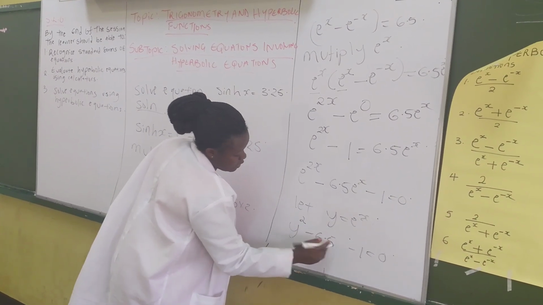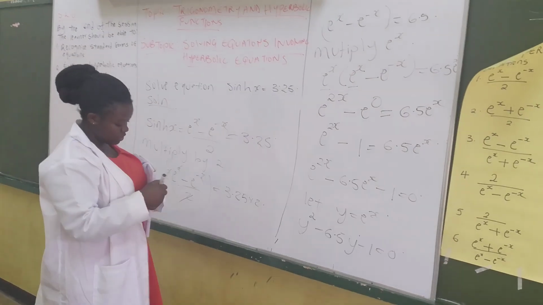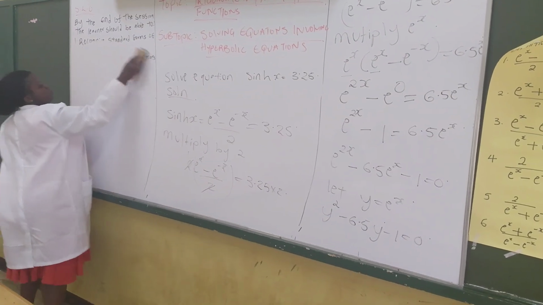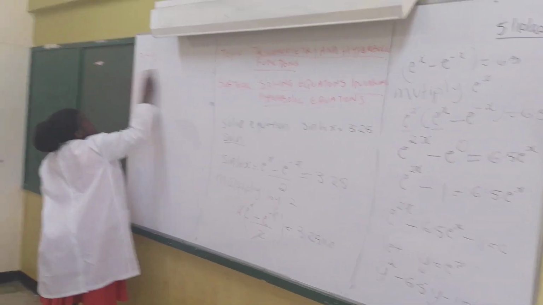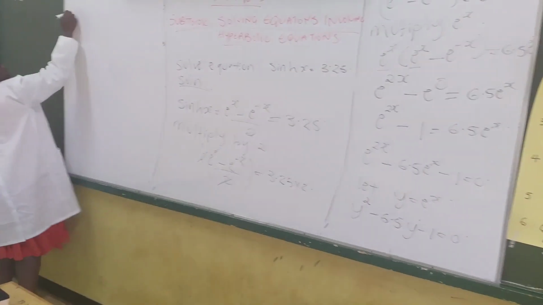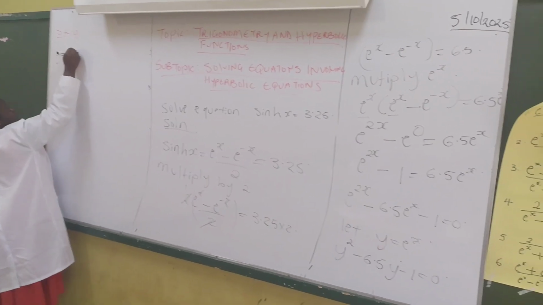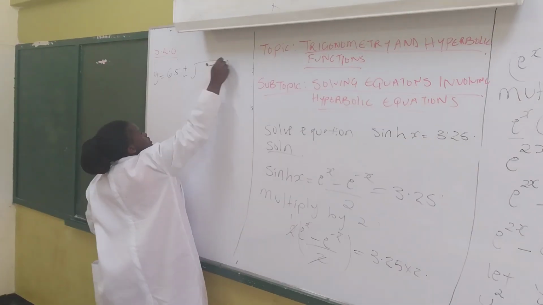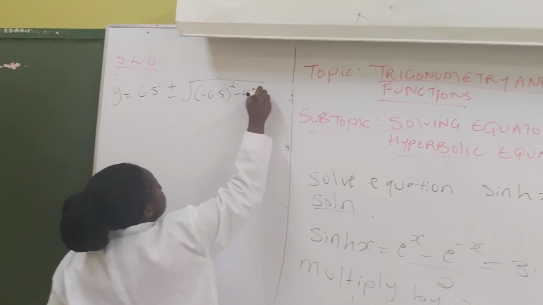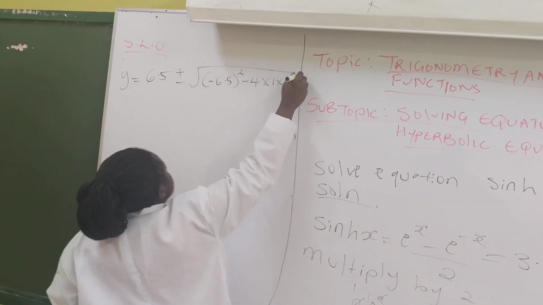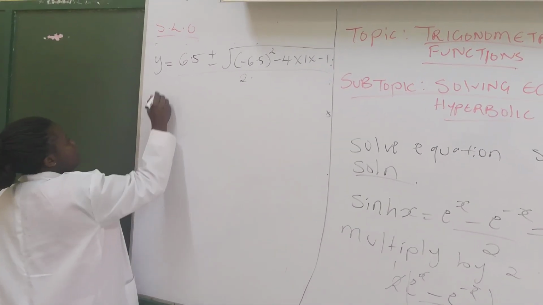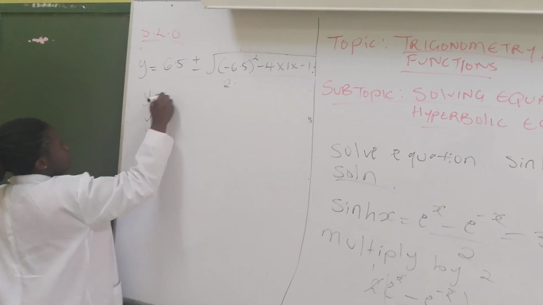Y squared minus 6.5y minus 1 is equal to 0. Okay. So we are going to use the quadratic formula to solve that equation. Using your quadratic formula, y is equal to 6.5 plus or minus the square root of negative 6.5 squared minus 4 times 1 times negative 1, divided by 2 times 1, which is equal to 2. So we are going to find our value of y1 and our value of y2.